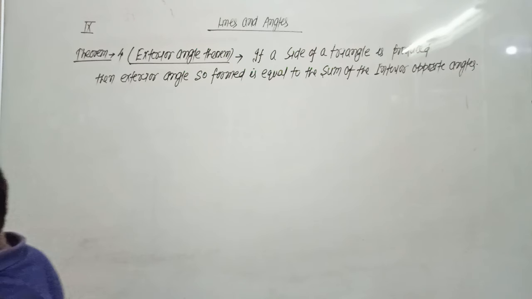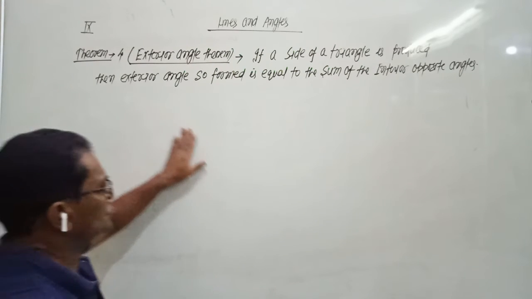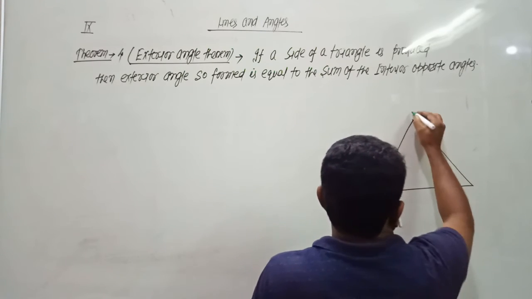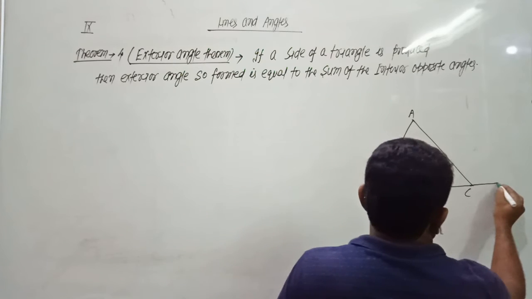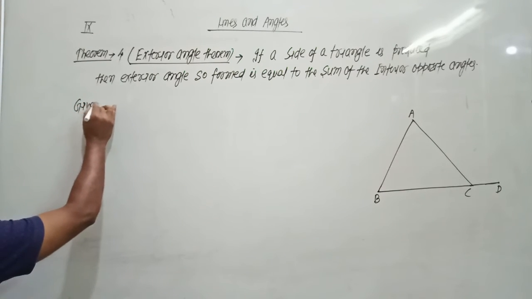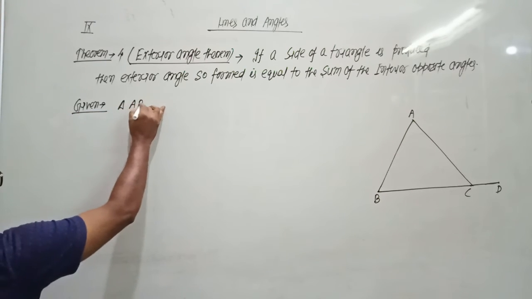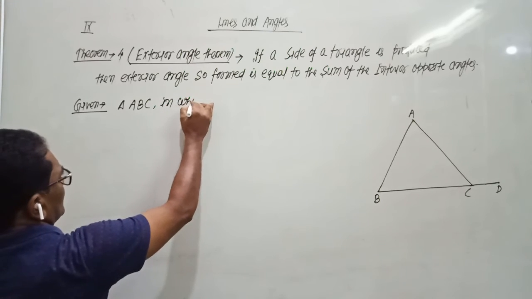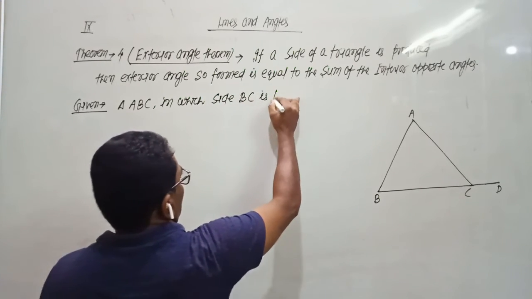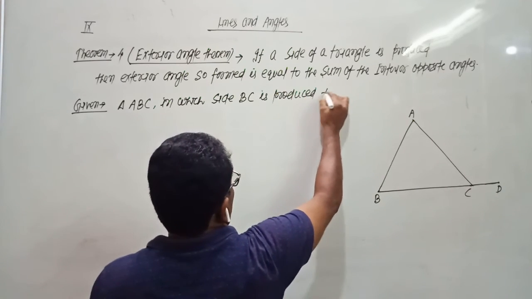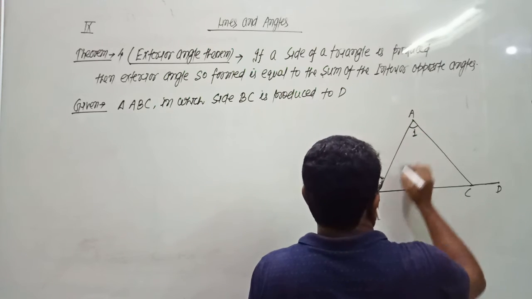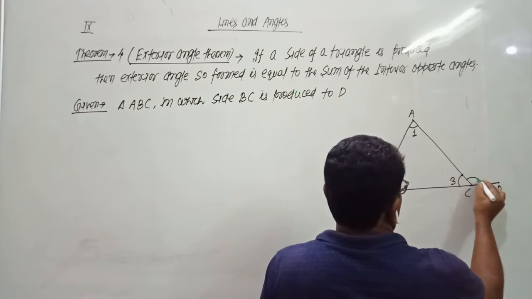If a side of a triangle is produced, firstly we draw a triangle ABC, in which side BC is produced up to D. So given: triangle ABC, in which side BC is produced to D, and name these angles angle 1, angle 2, angle 3 and angle 4.